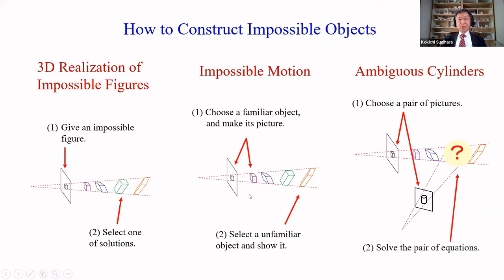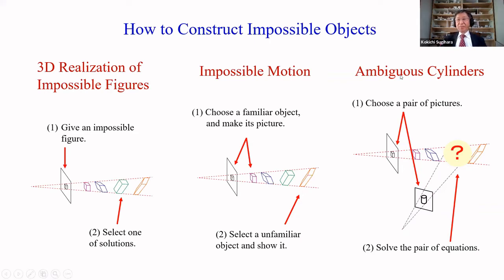In that case, we first choose a normal object and project it and get the picture, and then solve my equations and get another object. And when we show this, the audience perceive this, and so we can add the impossible looking motions.